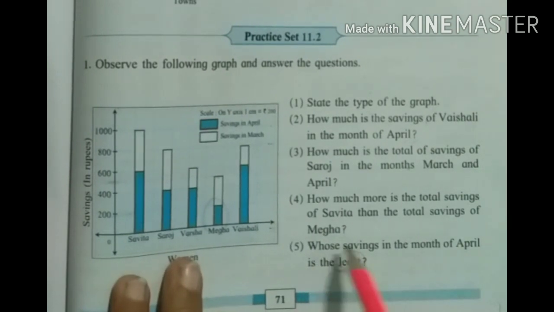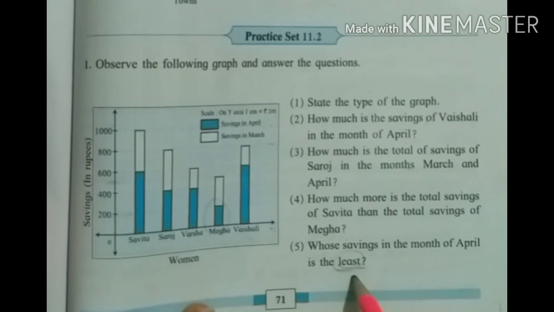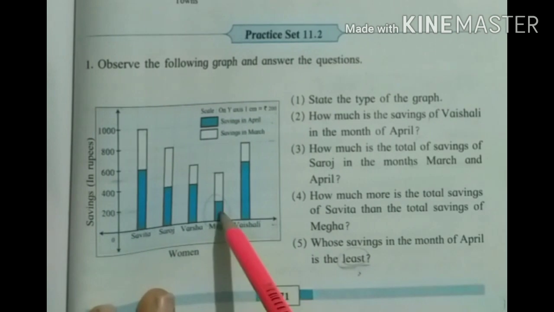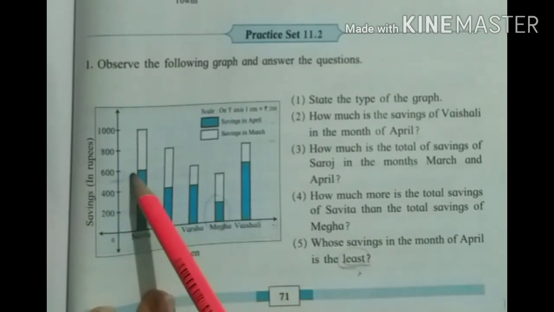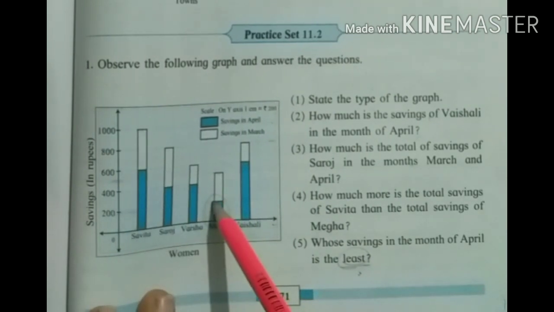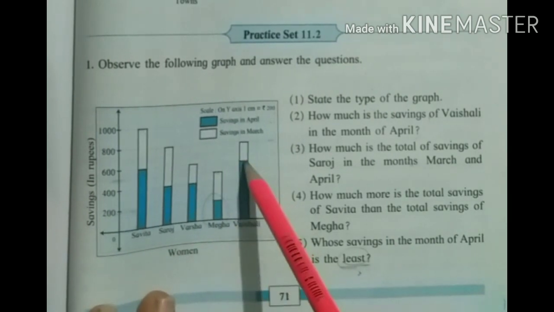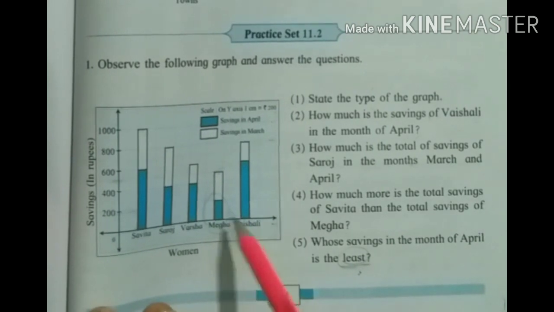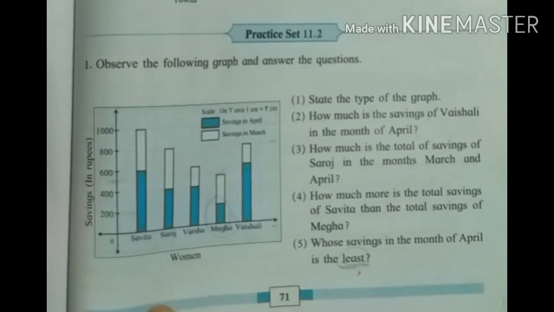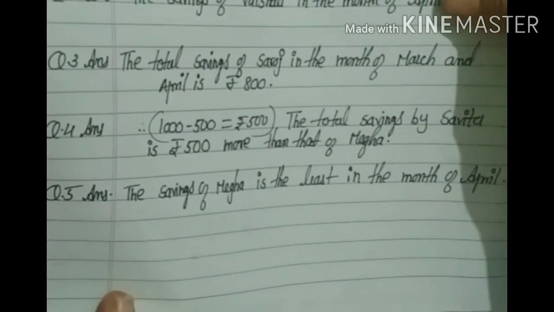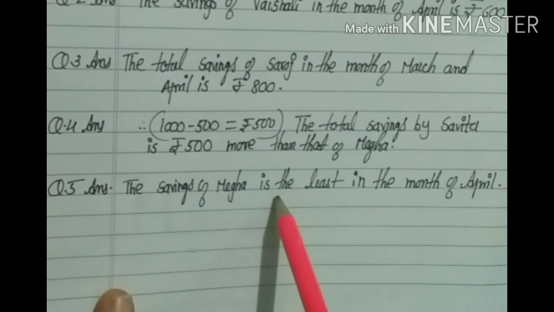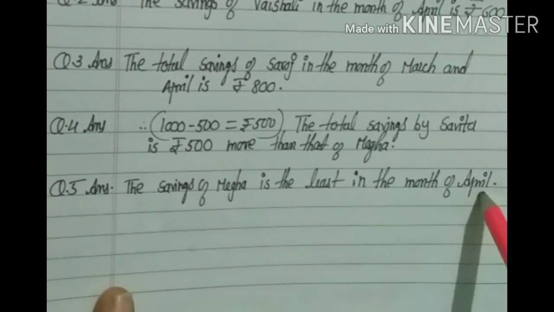Fifth one. Whose savings in the month of April is the least? Least means children less, minimum. Okay. Whose saving is least children in the month of April? April means blue one. Okay. 600, 400, 400. Here what is there? 200 and here is 600. So whose saving is least children? Yes, Megha. Okay. So the answer will be children, the savings of Megha is the least in the month of April.